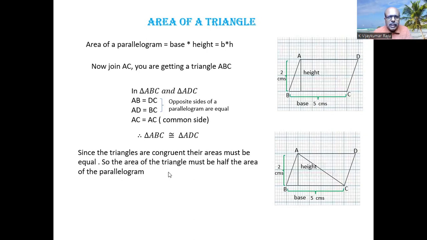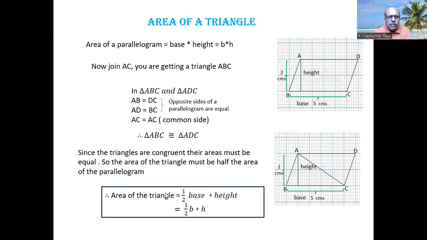So the area of the triangle must be half the area of the parallelogram. So the area of a triangle is half into the area of the parallelogram, that is base into height. So half into base into height is the area of a triangle. That's how we have arrived at how to find the area of the triangle. So this is what the area of a triangle is.